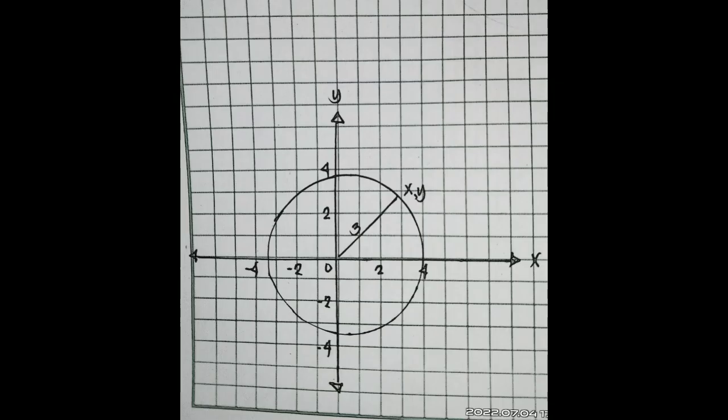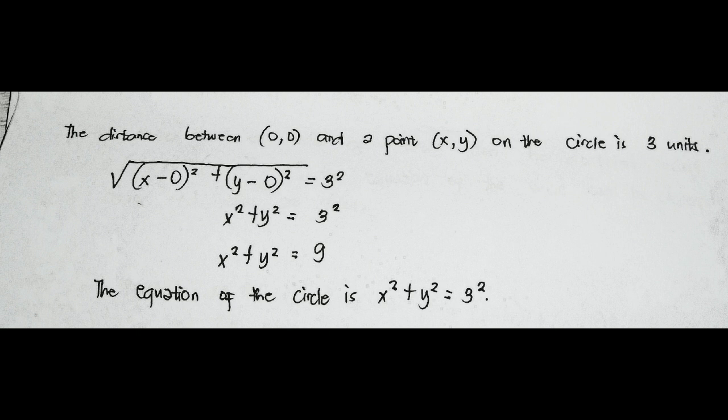Let's look at this figure, which has a radius of 3 units. The distance between (0, 0) and a point (x, y) is 3 units. So let's look at this formula: the square root of the quantity x minus 0 raised to 2 plus y minus 0 raised to 2 is equal to 3 raised to 2.